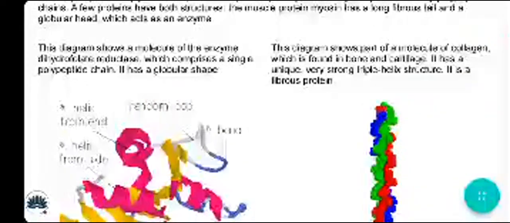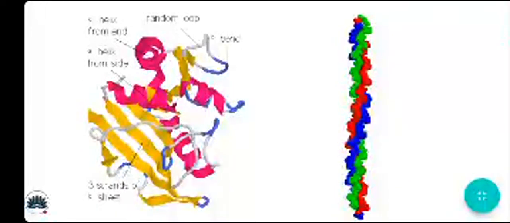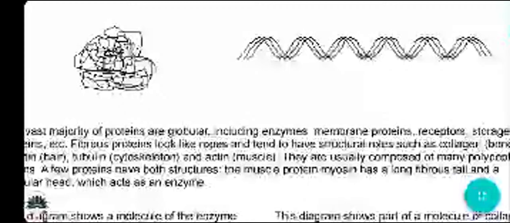The diagram shows a molecule of the enzyme, which comprises a single polypeptide chain. It's a globular protein. It means that this single line of the globular protein has inside three strands of beta sheet. So this is called the globular protein, and a single line is called the fibrous. I hope this is one of the most important things for you to acknowledge.